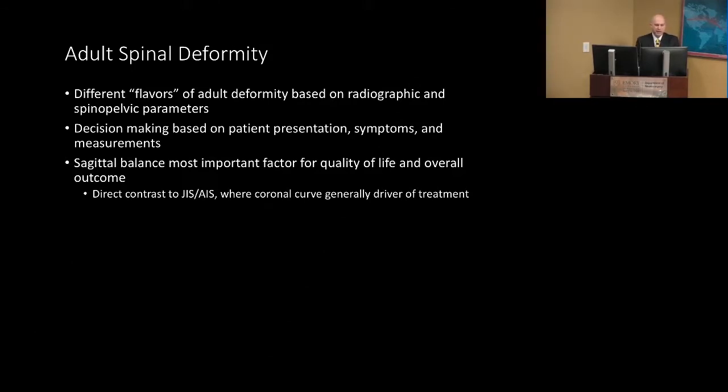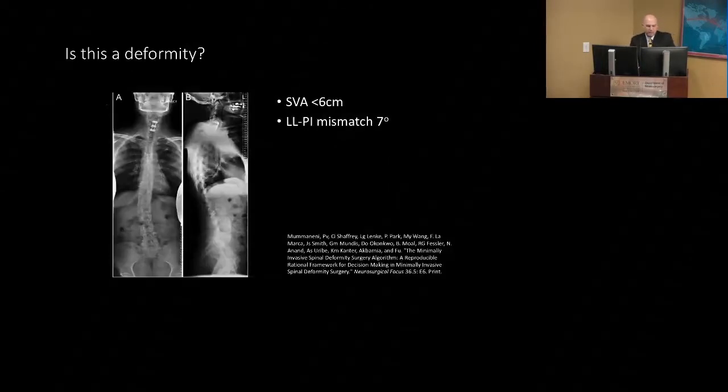So typically in juvenile and adolescent scoliosis, the main consideration is the coronal curve. That's really the driver of treatment. In adult deformity, really the sagittal balance and sagittal alignment is the most important thing. There was a paper in Neurosurgical Focus that came out and showed different types of deformities.